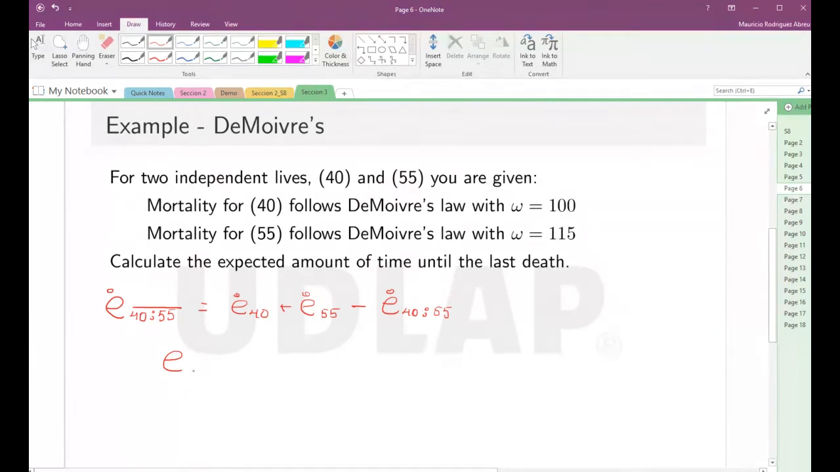So according to what we had before in the previous slide, since I know this follows a law of mortality, this is omega, which is 100, subtract the hx, divided by 2, which is 60, 30. And for this next person, omega is 115, 55, 2, and is the same, 30.